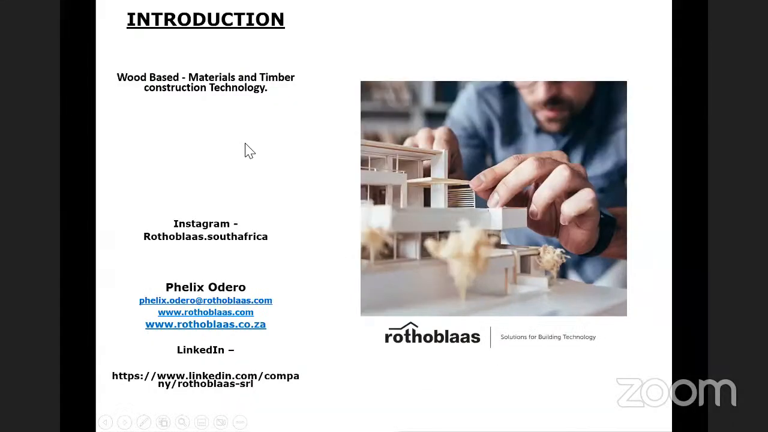So, Rothoblaas, we are an Italian company. We are based in Italy, and we supply hardware and fastening solutions for the timber industry, as well as fall protection systems for safely working at height. Before I go to the presentation, these are our social media accounts, how you could reach us, how you could see some of the projects we are involved in, and the common trends that we have in the market.